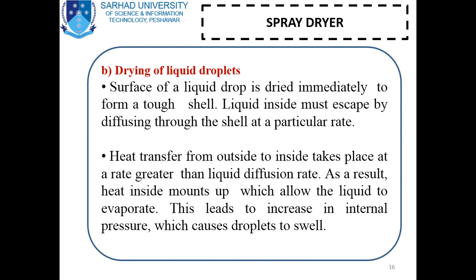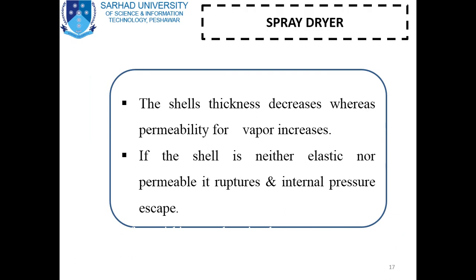Heat transfer from the outside to the inside takes place at a rate greater than the diffusing rate. Compared to the liquid diffusing rate, the heat transfer rate from outside to inside is greater. As the heat inside builds up, it allows the liquid to evaporate. This leads to an increase in internal pressure of that particular droplet, which causes the droplet to swell. The shell thickness decreases, whereas permeability for vapor increases. If the shell is neither elastic nor permeable, it ruptures and the internal pressure escapes.